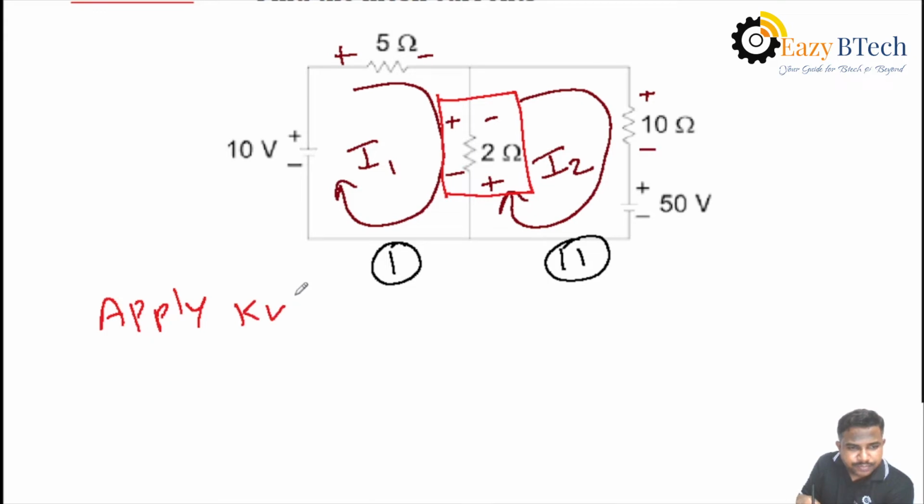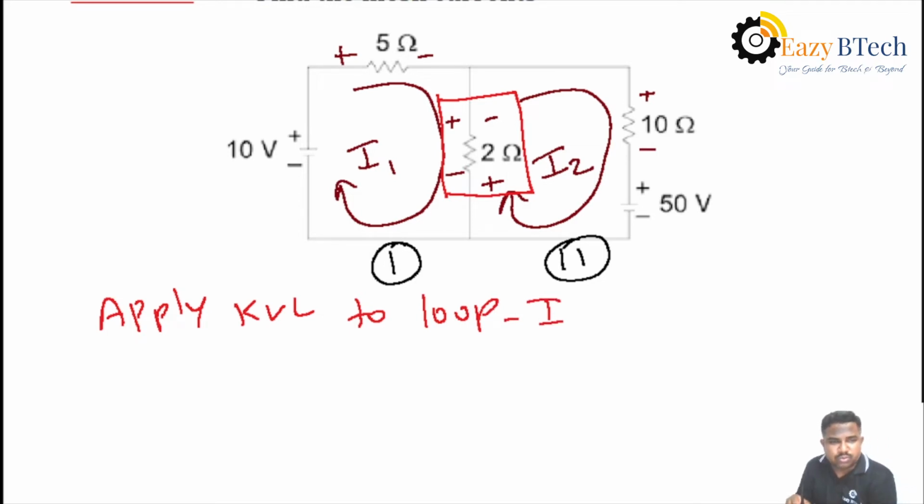Apply KVL to the first loop, or loop 1. For the 10 volt source, I1 is passing from minus to plus, that's why it is positive 10. Again, I1 is passing through the 5 ohm element from plus to minus, that's why the drop is minus 5 I1. Similarly for 2 ohms also from plus to minus, that's why minus 2.